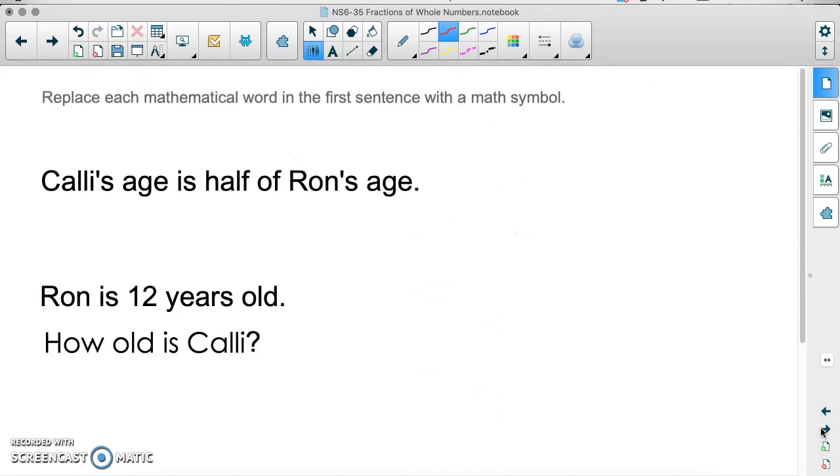So we're going to replace each mathematical word in the sentence with the math symbol that we just went over. So we have Callie's age is half of Ron's age. So Callie's age doesn't change. There's no symbol for Callie's age. Okay, that stays the same. The symbol for is is equal, then half of, and then Ron's age we know is 12. So how old is Callie? Well, if she's half of Ron's age, which is 12, Callie is 6 years old.